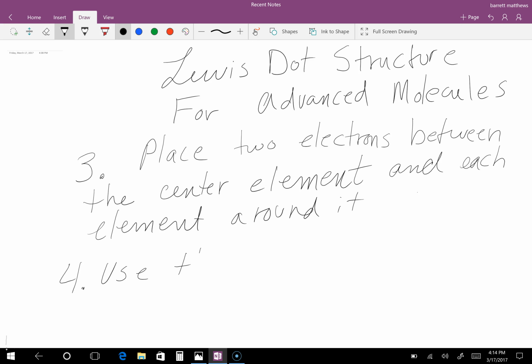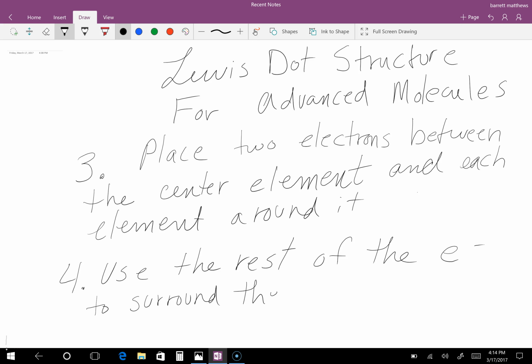Now let's go ahead and use up the other electrons that are left over. So we would start with whichever element that's not the central one that you would like, and then work your way around. So in this case, start with the left. I put dots on the left oxygen, then I go to the right oxygen. Once I've done with both oxygens, then I put the rest of the dots on the carbon in the center.